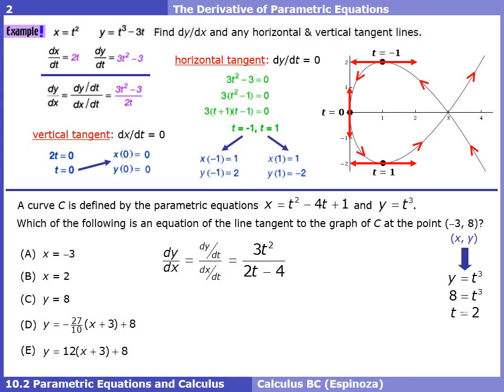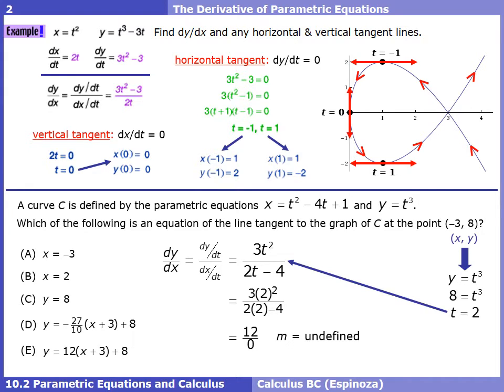So if we take the cubic root of both sides, we'll find our t to be 2, and now we can plug that into our derivative equation. If we plug in 2, we'll get a slope of 12 over 0. And if we get a slope of 12 over 0, we know that slope is undefined.